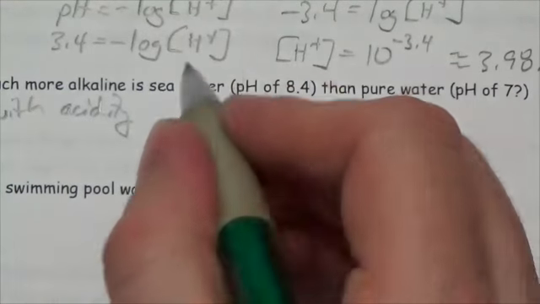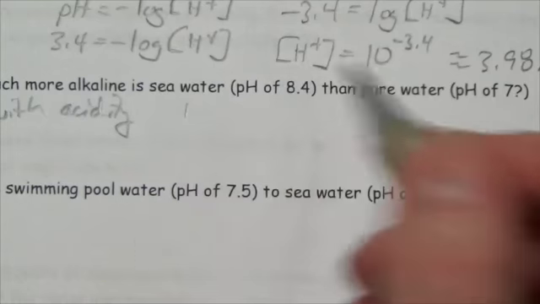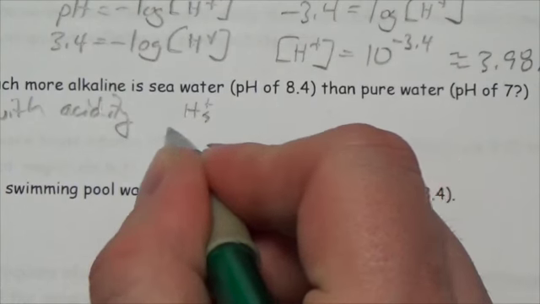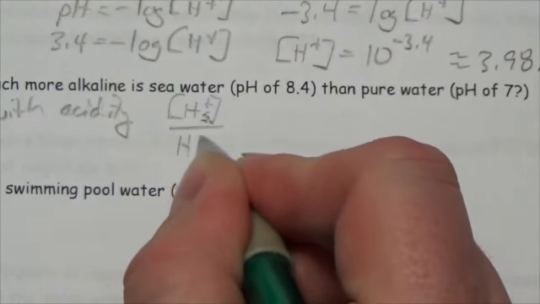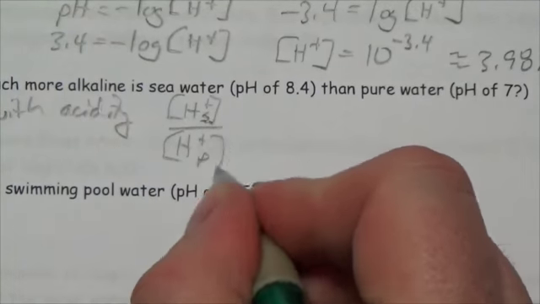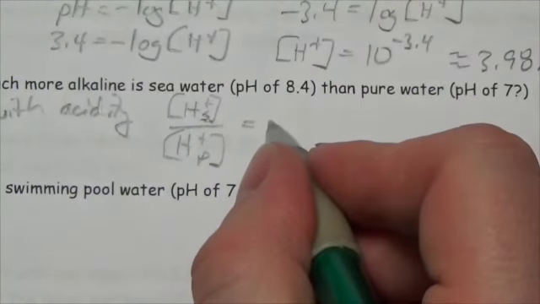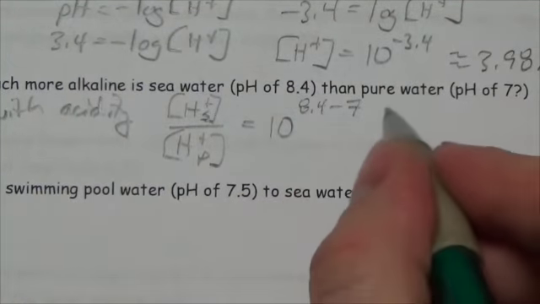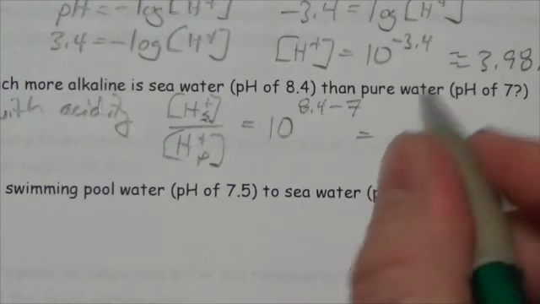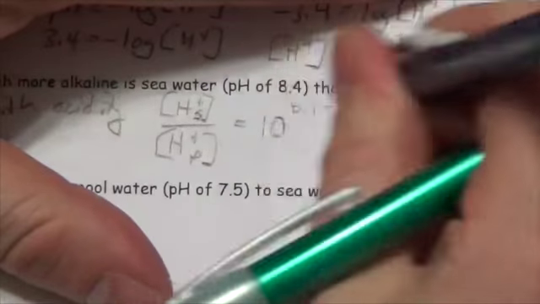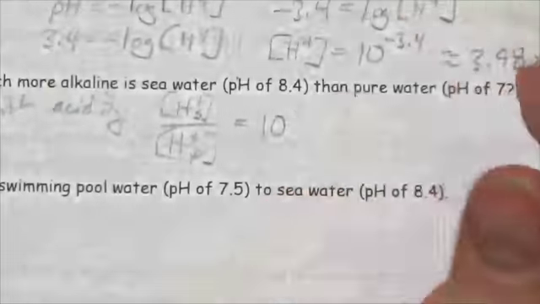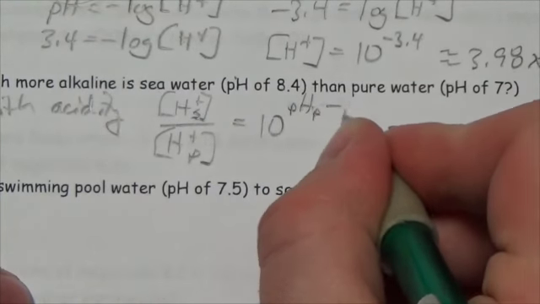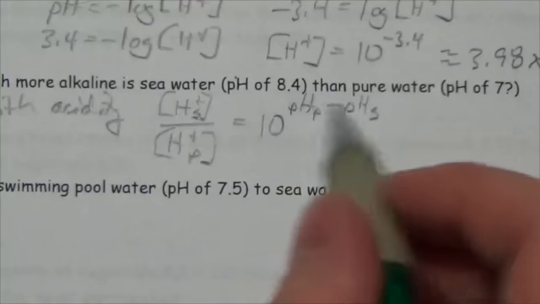We're going to take the hydrogen ion concentration of seawater and compare that to the hydrogen ion concentration of pure water. And that is going to be 10 to the 8.4 minus 7. Oh, sorry. My mistake. Because remember, our formula had that flipped around. This is going to be the pH of pure water minus the pH of seawater. That's how that works here.